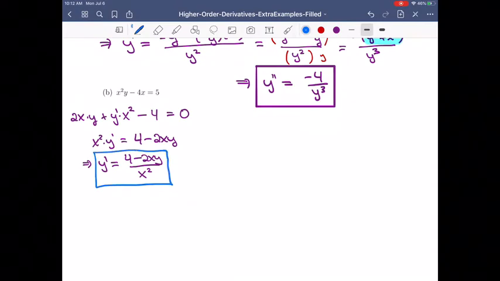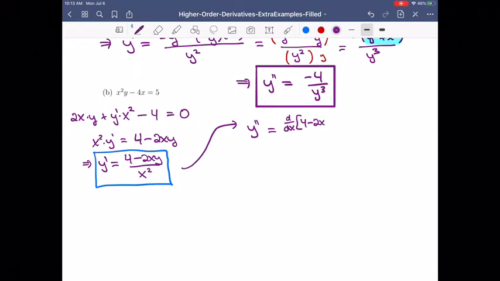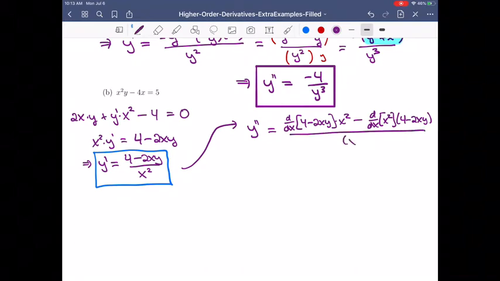Now, I want to take the second derivative. So I take the derivative of both sides. So I'm going to have y double prime on the left, and then I'm going to have to use the quotient rule here. Or I could actually simplify this and use the product rule. I wonder if that's nicer. Whatever, we'll use the quotient rule. So I'm going to take the derivative of the top, times the bottom, minus the derivative of the bottom times the top, all over the bottom squared.